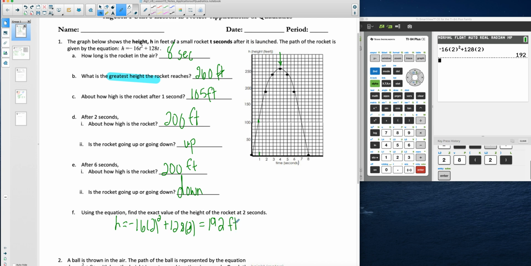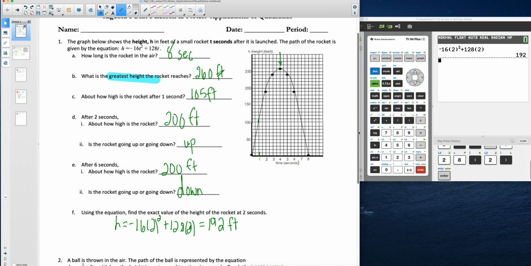And so you can see that with the graph, it's really hard to estimate, right? That's one of the reasons we want to use equations. We want to have more of an analytical approach than a graphical approach, because the graph is a little hard sometimes to be exact. So here's what I would like you to do.